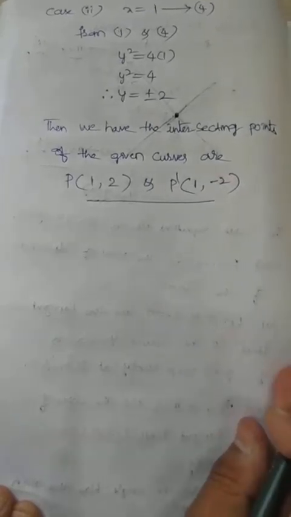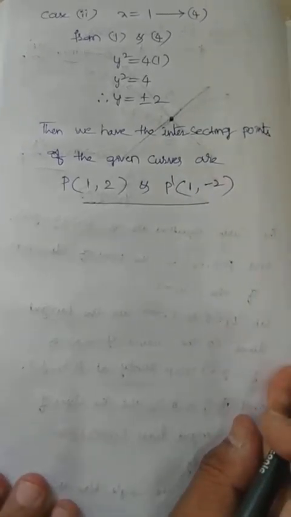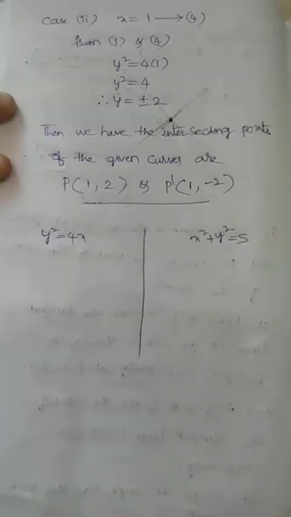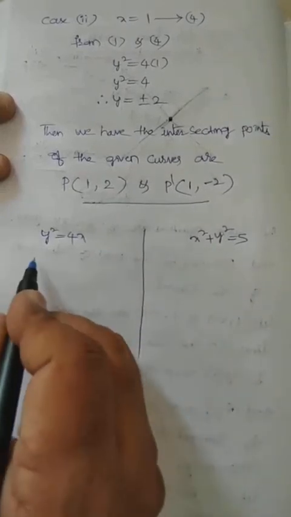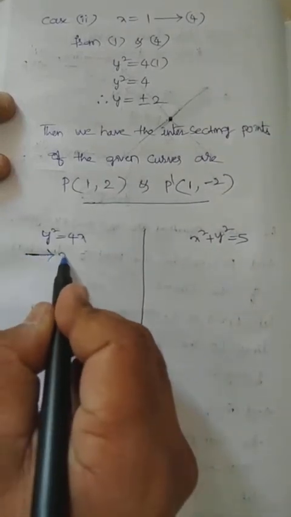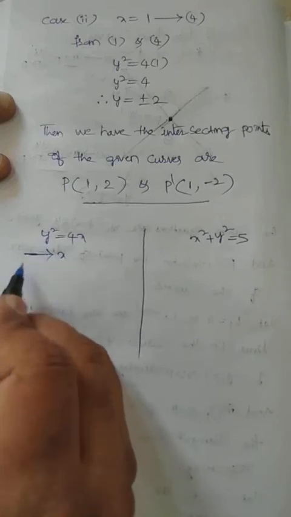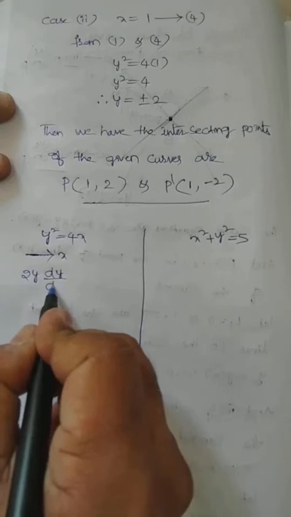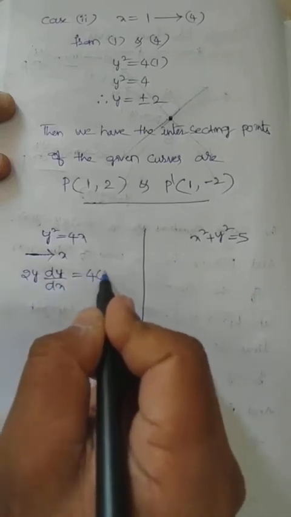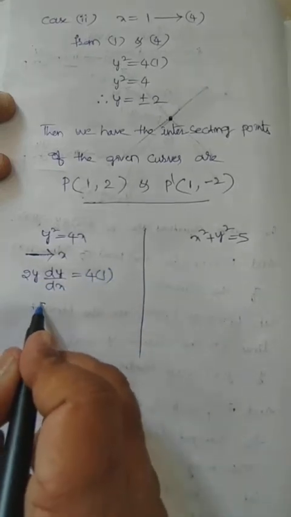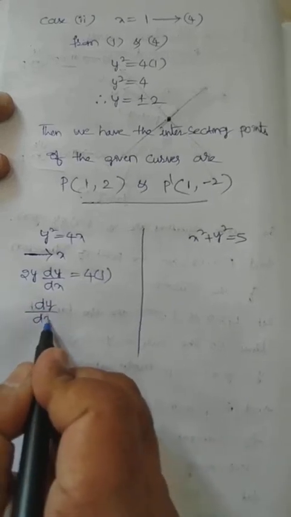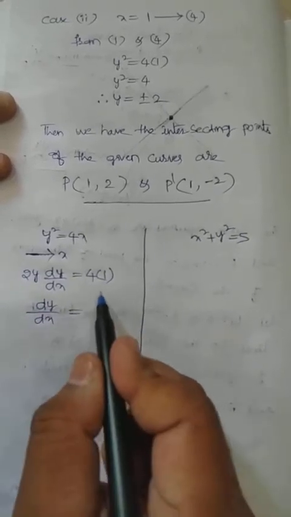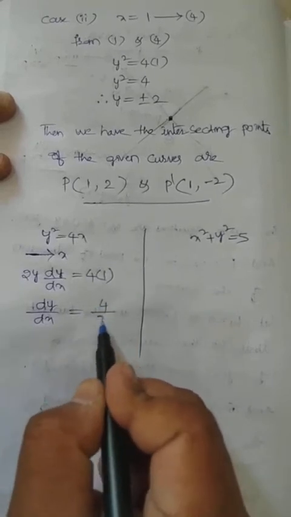First of all, we need to find each curve's derivative. These are the two curves. Differentiating this curve with respect to x on both sides, what would I get? y square gives 2y dy by dx, equals 4 into the derivative of x, which is 1. So dy by dx equals 4 by 2y.